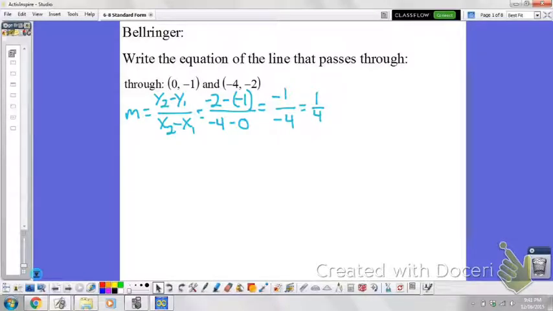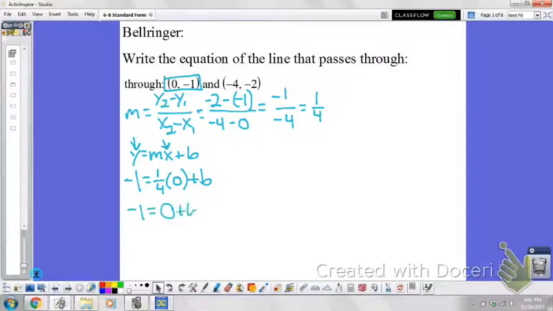Now I need to find my y-intercept. So I'm going to substitute what I have into my equation of y equals mx plus b. Well, I know m is 1/4. I can get a y value and an x value from my points above. So I'm going to use the point (0, -1), where -1 is the y value, and 0 is the x value. And then we're left with the plus b. I need to solve for b. Well, 1/4 times 0 is just 0, so I have 0 plus b, giving me -1 is equal to b.